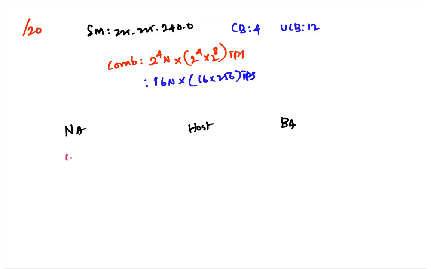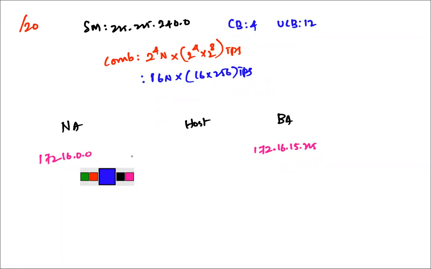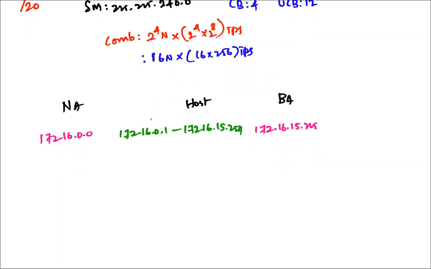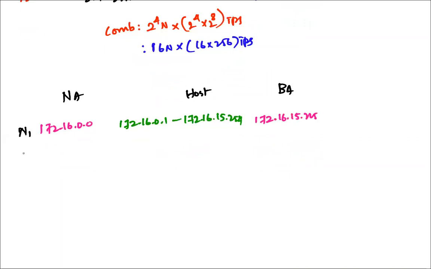Network 1 is 172.16.0.0. How many IPs are we going to have? 16 into 256 IPs, right? So in that case, what's going to be the broadcast IP? 172.16.15.255. Very good. What is the host range going to be? 172.16.0.1, and from there up to 172.16.15.254. Clear?